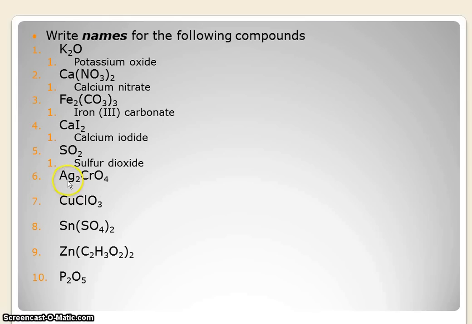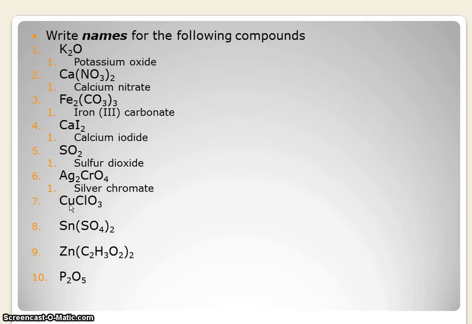Number 6, silver, and then we have a complex or a polyatomic ion. If you look this up, this one is known as chromate. Silver is a metal, so we know it's an ionic compound, but silver, although it's a transition metal, is one of the exceptions, and does not require a Roman numeral. Silver is always +1, so we just simply say silver chromate. It's one of the exceptions of the transition elements that does not need Roman numerals.